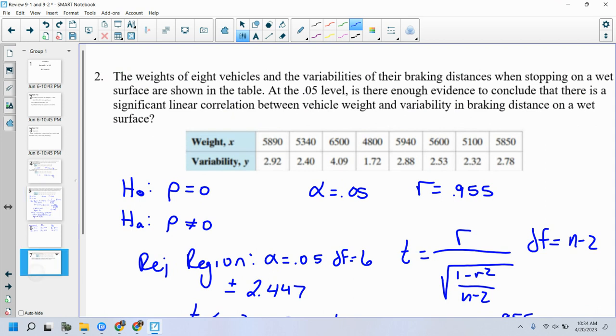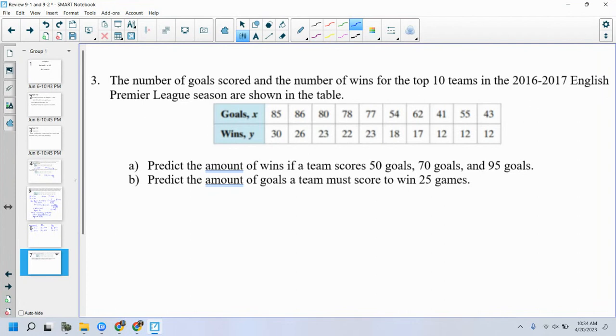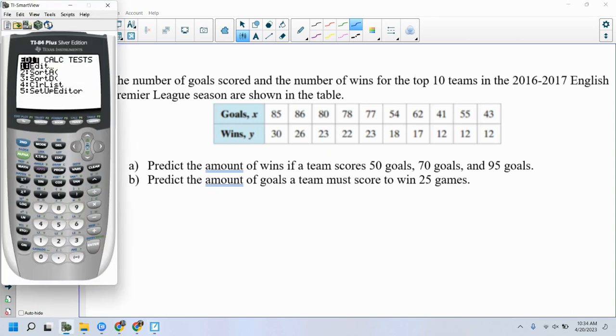Okay. All right, let's take a look here. The number of goals scored and the number of wins for the top 10 teams of the 2016-17 English Premier League season are shown in the table. So I've got goals along the top and then wins along the bottom. Obviously, what do you think? The more goals you score, the more wins you have, right? So let's figure out my linear regression, and then we will solve. Oops, no, I didn't want to do that. I want to go stat edit.